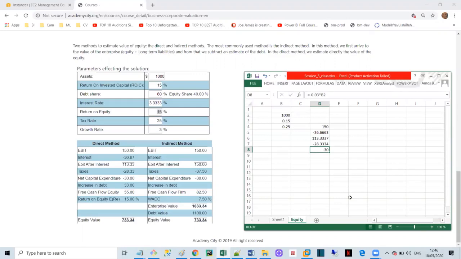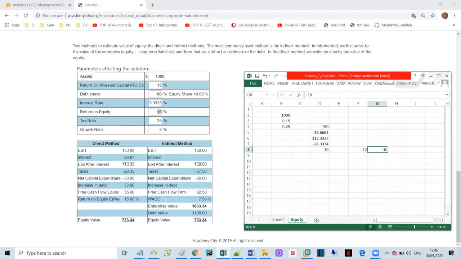Exactly. So in fact, I just really want to open your eyes. I should write it as 12 plus 18. How did I get those two numbers? What is the 12? 12 is 40% of the 30. You got it? And 18 is 60% of the 30, because I have debt holders and equity holders.